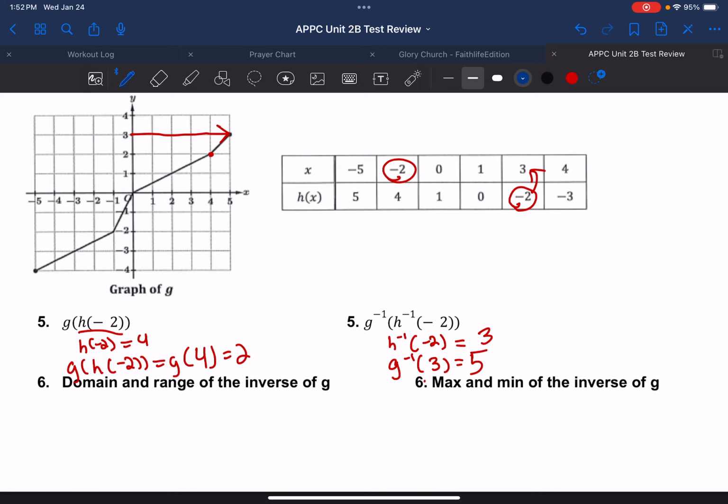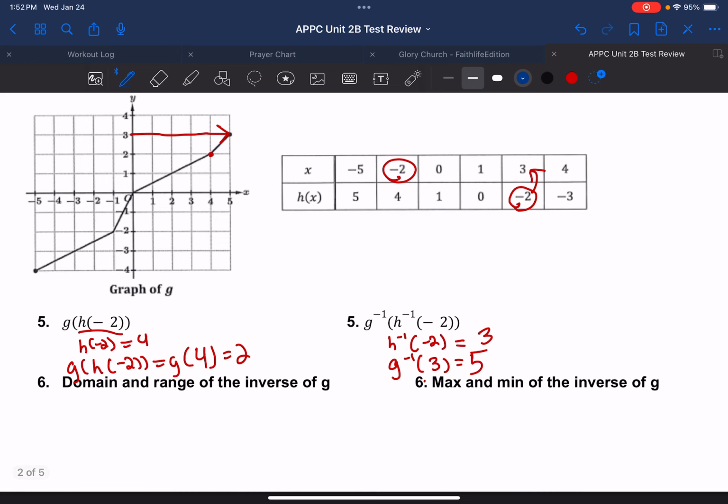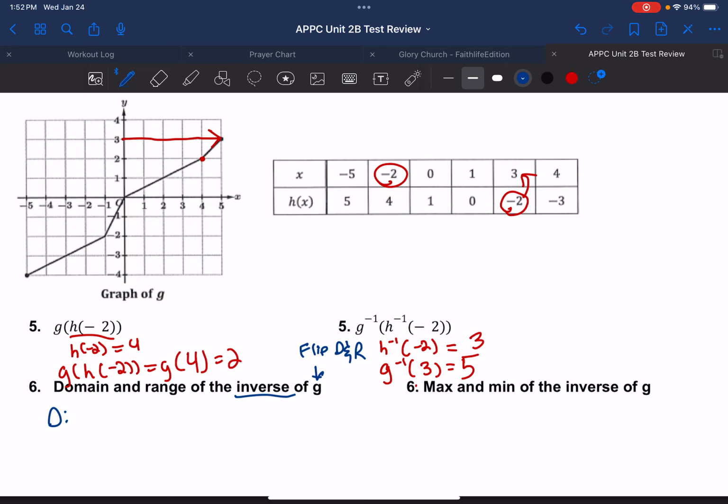Then for the domain and range of the inverse of g, we'll do the domain. Remember, for the inverse, you flip the domain and range of g. So the domain of the inverse is going to be the range of g. We'll write it in interval notation here. The range of the original function on my graph here is from negative 4 to 3.